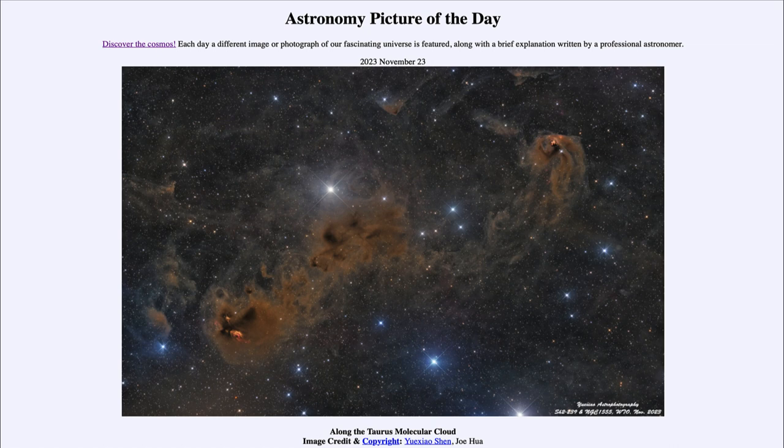One of the things that I like to do in each of my introductory astronomy classes is to begin the class with the astronomy picture of the day from the NASA website at apod.nasa.gov/apod. And today's picture for November 23rd of 2023 is titled Along the Taurus Molecular Cloud. So what do we see here?